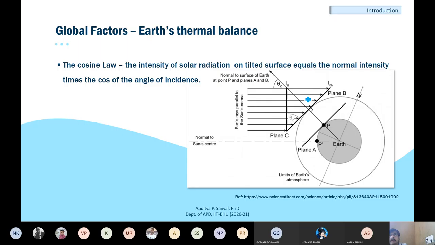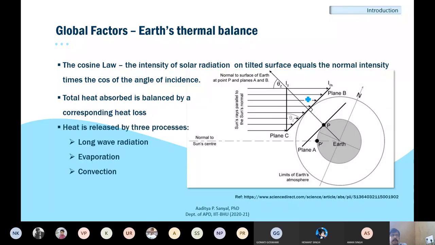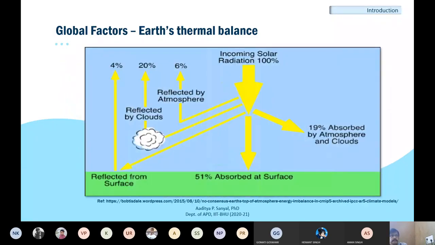Earth's thermal balance, there is something known as the cosine law. The intensity of solar radiation on a tilted surface equals the normal intensity times the cos of the angle of incidence. Something of this sort is also taken into consideration when we saw that Coal India building in Kolkata. That incline actually helps in gathering more solar radiation and thereby increasing the power output of the PV cells. The total heat absorbed is balanced by a corresponding heat loss by three processes: long wave radiation, evaporation and convection.